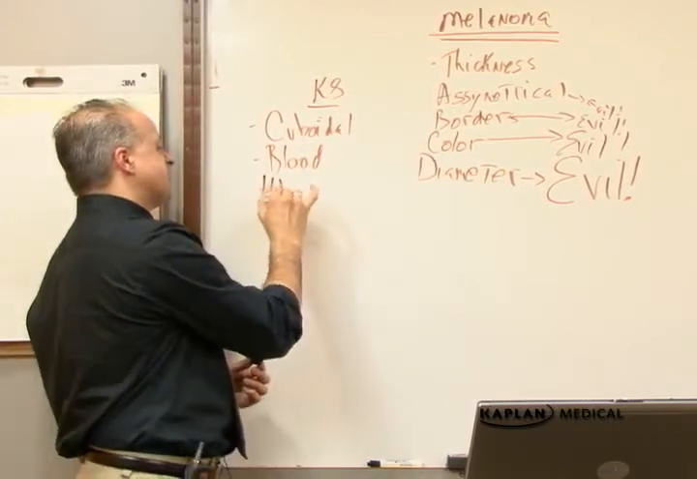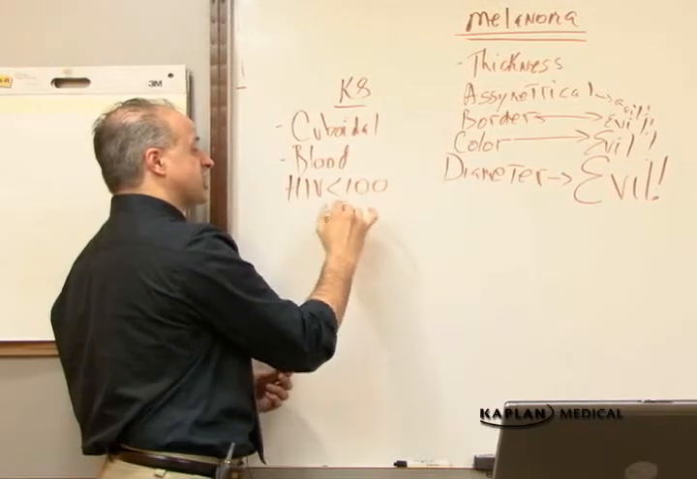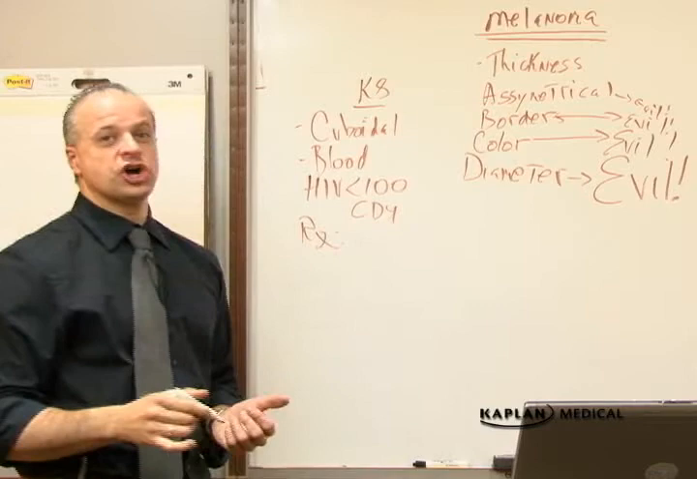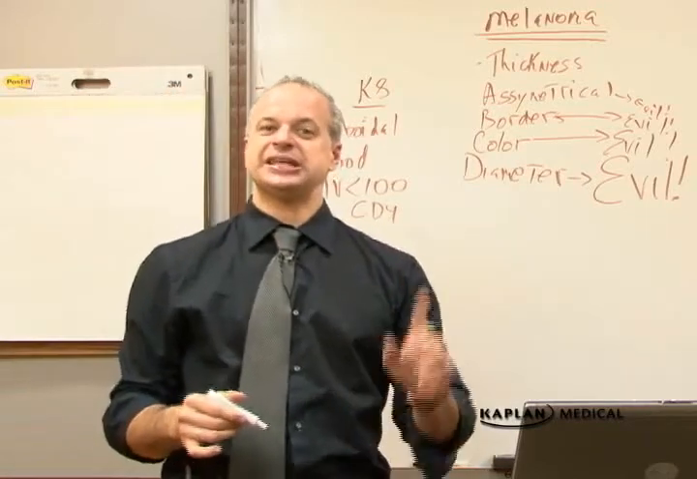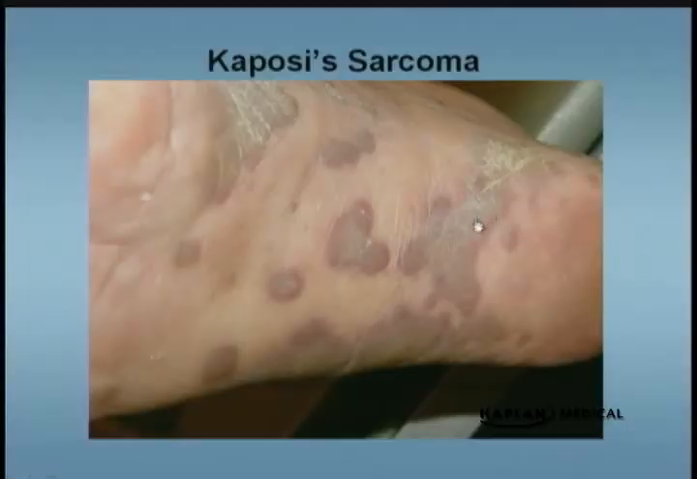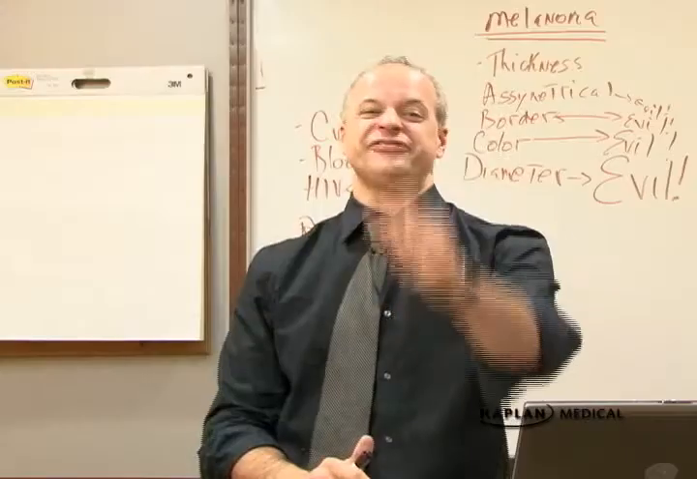It's going to be HIV positive people with less than 100 T cells, usually less than 50, and the single biggest therapy for Kaposi sarcoma is to fix the underlying HIV. If you have a person who's HIV positive with low T cells and you treat them with antiretrovirals, the Kaposi's sarcoma will resolve. It will vanish, disappear as if it was never there.